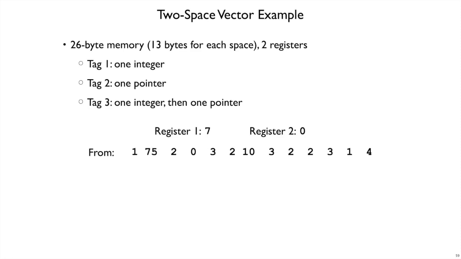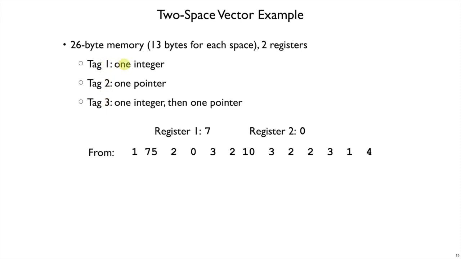So concretely, let's suppose we have an interpreter that can work in 26 slots of memory. Let's just call it bytes because it's easier to say. Now if we take this 26-byte memory and we do a two-space collector, that means we're going to use 13 bytes for each of the two spaces. And let's suppose that our interpreter only needs two registers. Finally, let's suppose that our interpreter has three kinds of objects, one with tag 1, tag 2, and tag 3.